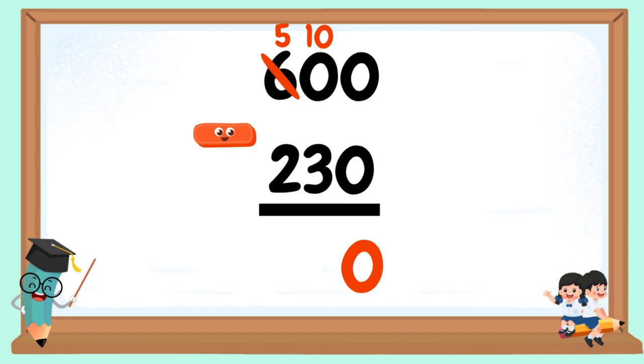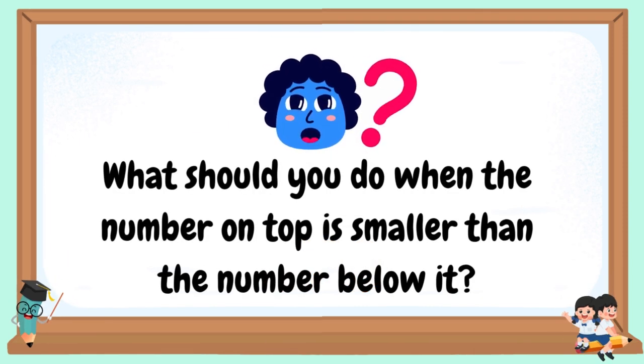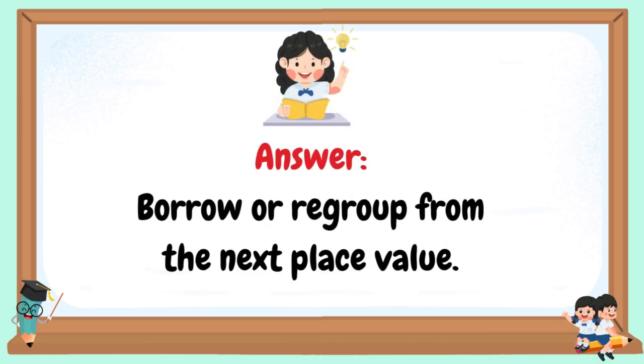6 will become 5 and 0 will become 10. 3 minus 10 is equal to 7. And 2 minus 5 is equal to 3. 370 is our difference. What should you do when the number on top is smaller than the number below it? Answer: borrow or regroup from the next place value.